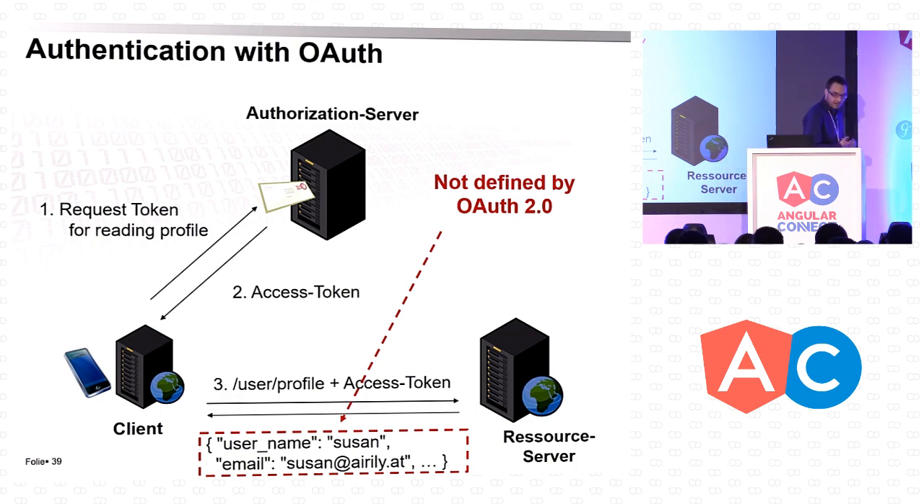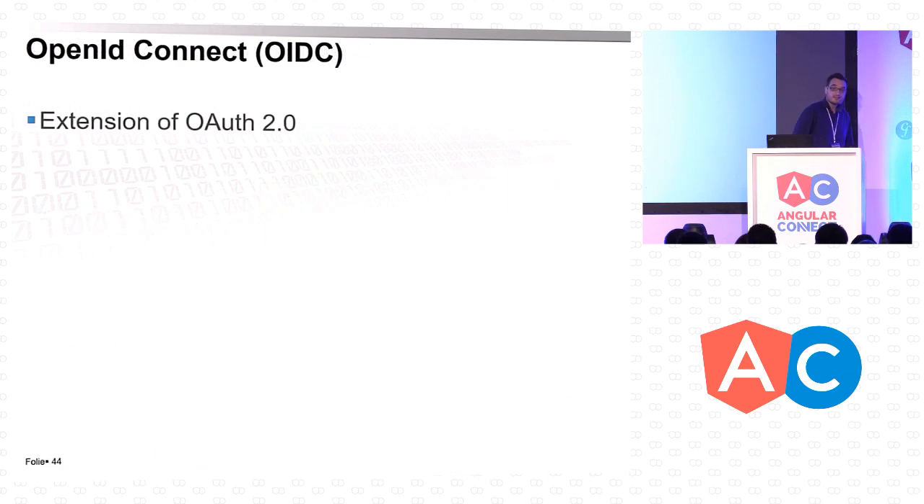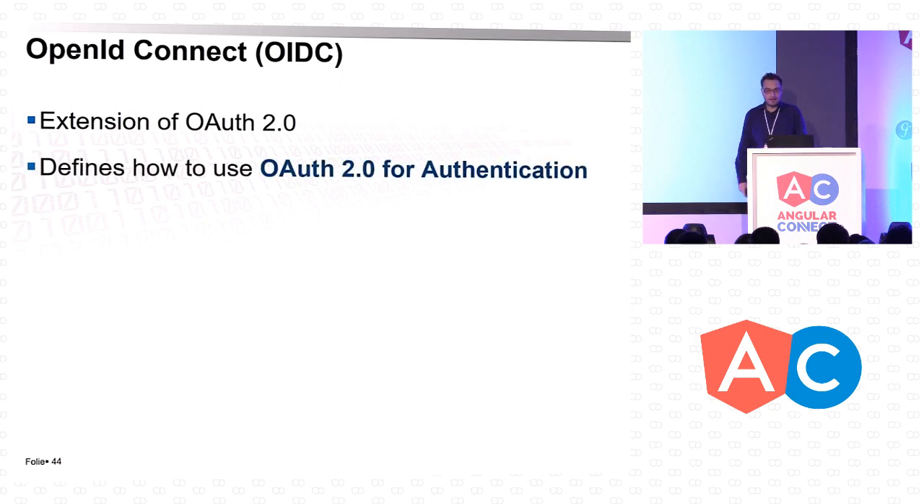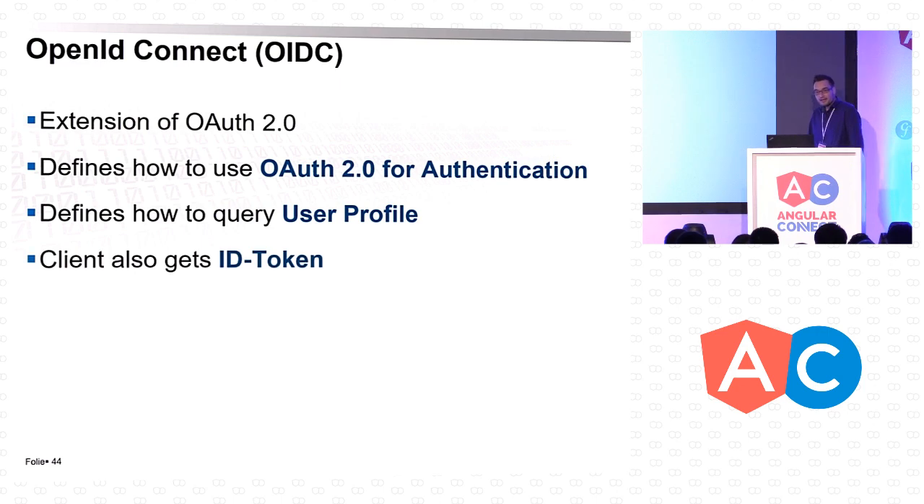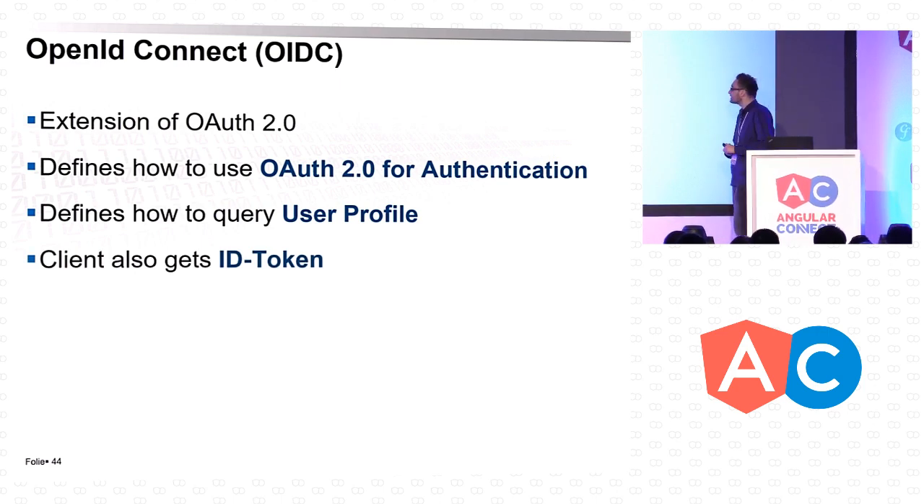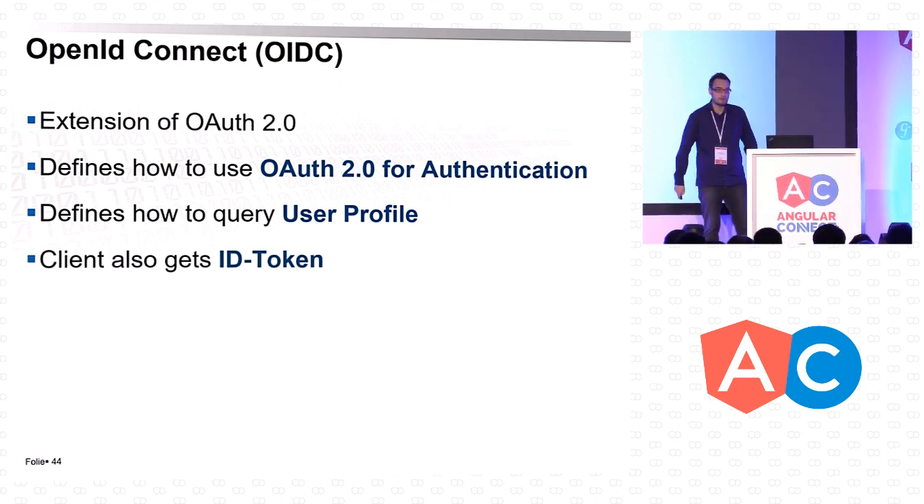OAuth 2 just defines the communication between the client and the authorization server. OAuth 2 doesn't define anything about the resource server or about user profiles. And that is exactly where OpenID Connect comes in. OpenID Connect is an extension of OAuth 2, and it defines how to use OAuth 2 for authentication scenarios. It defines how to query a user profile, and it also defines that the client gets a so-called identity token.